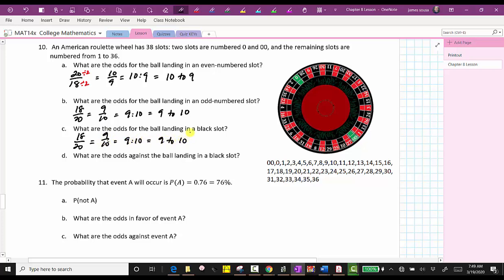And then for part D, what are the odds against the ball landing in a black slot, which would be the same as the odds of the ball landing in a green or red slot? Well, there are 20 slots that are not black and 18 slots that are black, and therefore the odds against landing on a black would be 20 to 18. This is because there are 20 slots that are not black and 18 that are black. And again, this simplifies to 10 to 9, which we saw earlier.